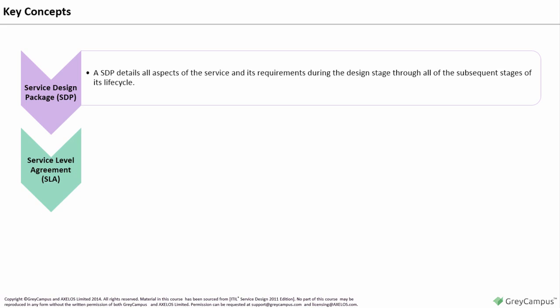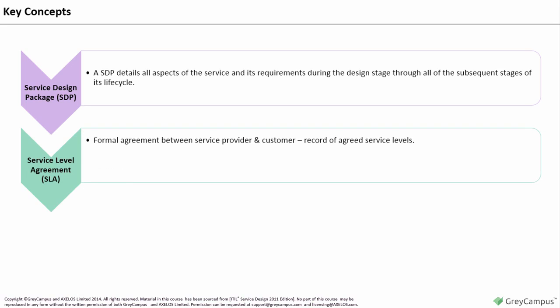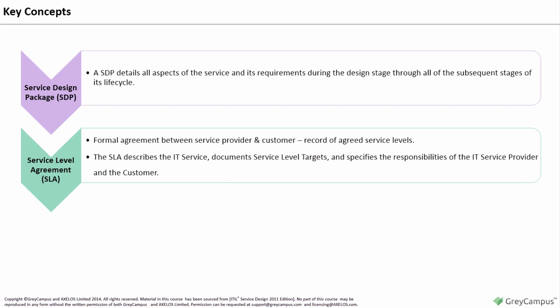Service Level Agreement, or SLA. Formal agreement between service provider and customer. Record of agreed service levels. The SLA describes the IT service, documents service level targets, and specifies the responsibilities of the IT service provider and the customer. The documents agreed with the customers that specify the level, scope, and quality of service to be provided either now for an existing service, SLAs, or in the future for a new service, SLRs.